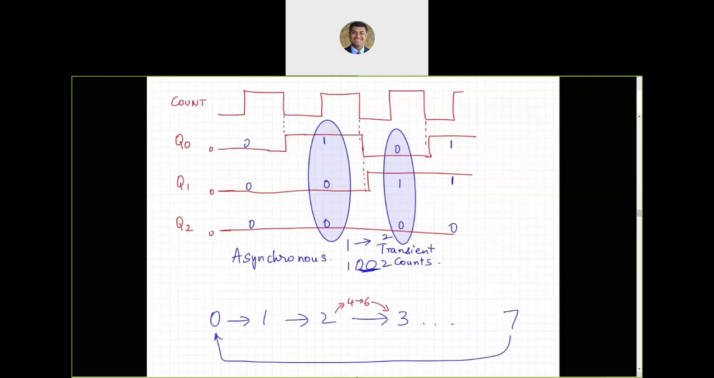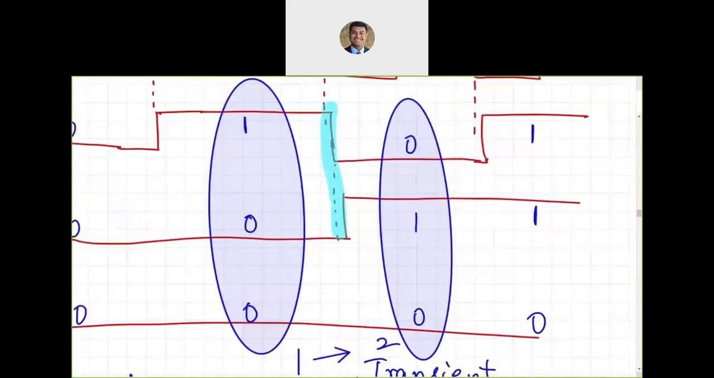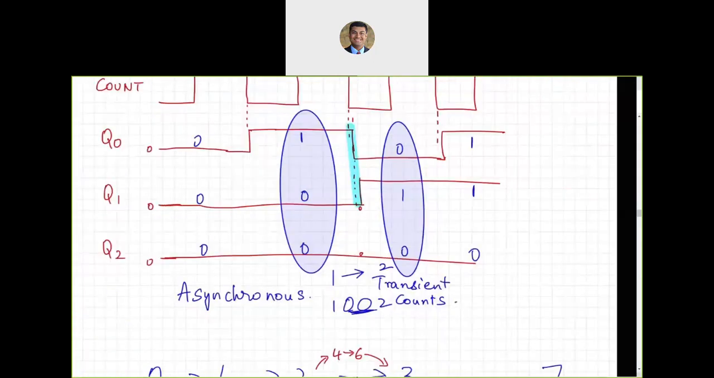Just if I talk about that a bit more, if you zoom in on this particular aspect, what do you have there? This is one, that is 0 for that short duration, and that was 0. So we actually didn't go from 1 to 2, we actually went from 1 to 4 to 2. So those are transient counts. There is a delay.